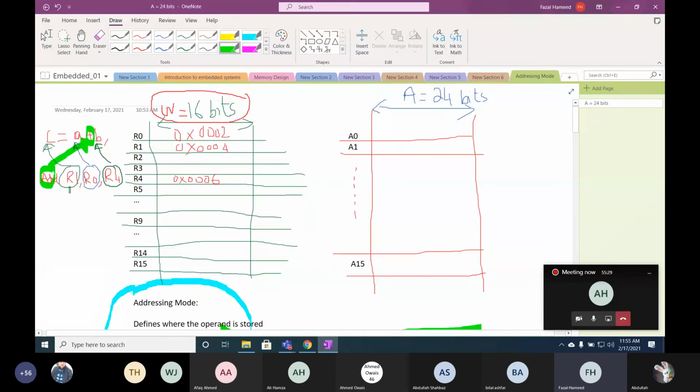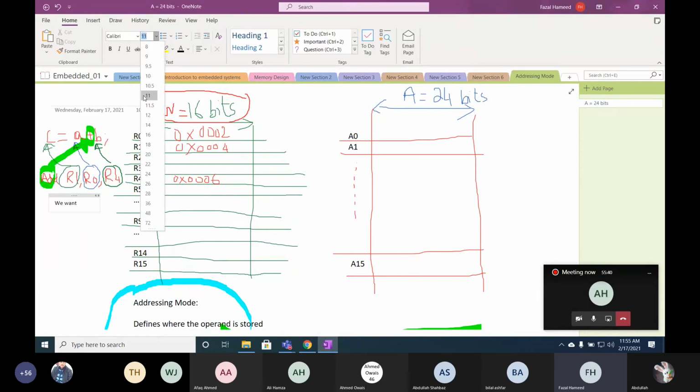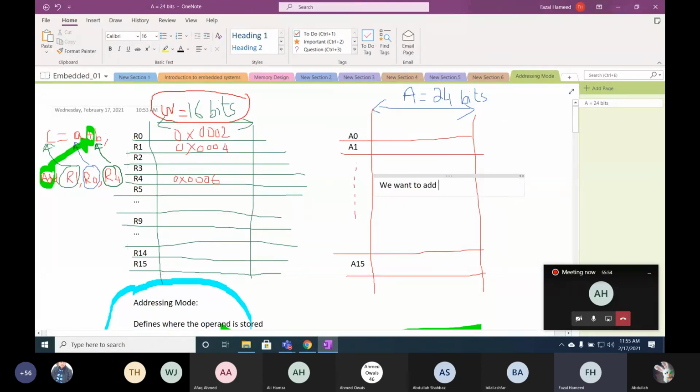So this instruction says we want to add the contents of register R0 and register R4, and store it in R1.